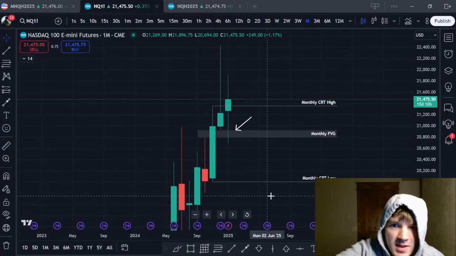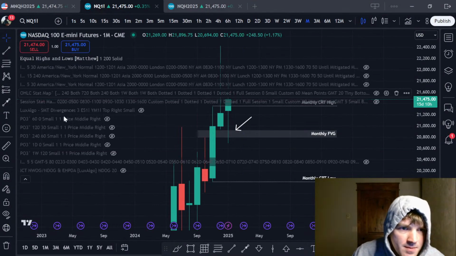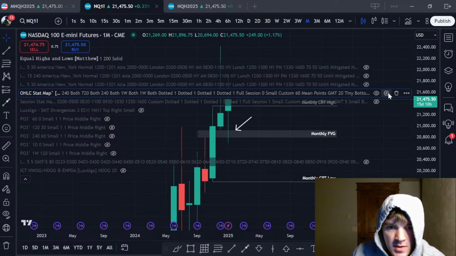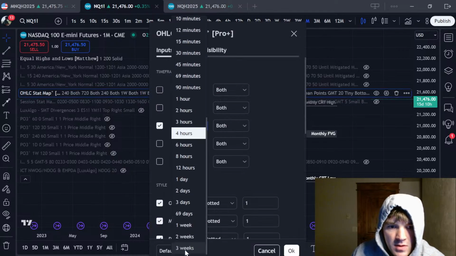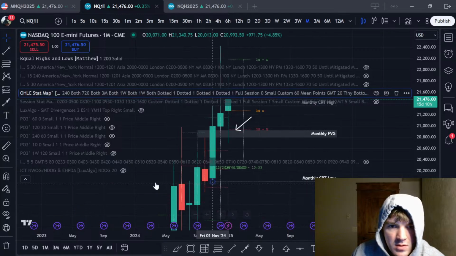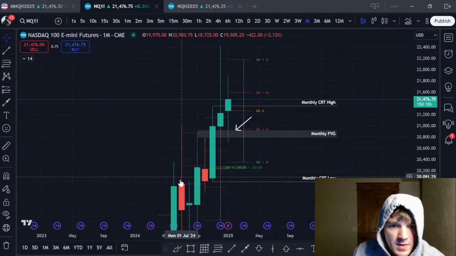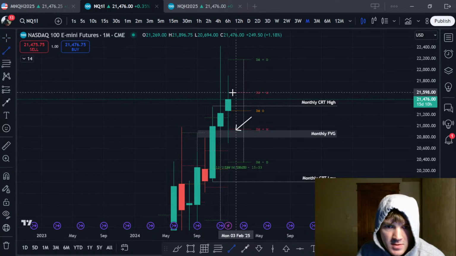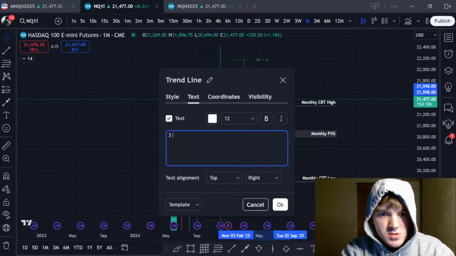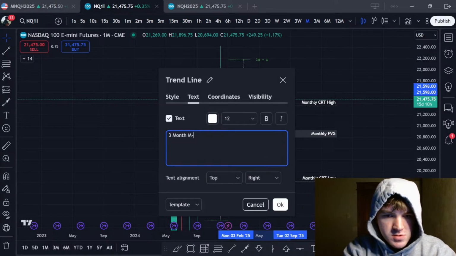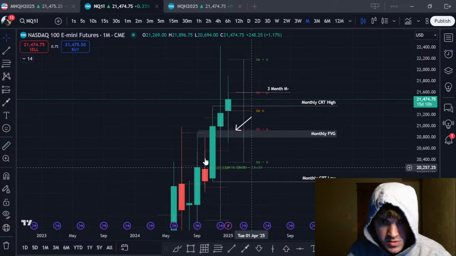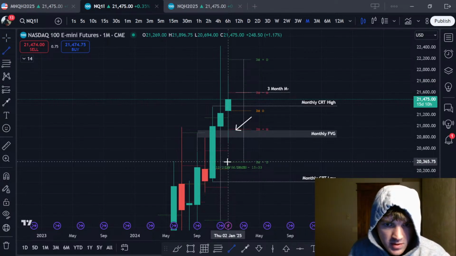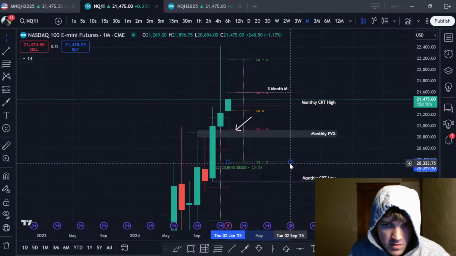And I think this is also Stat Map. Let's look at Stat Map real quick. Once again, here's that 3-month manipulation, and then here's the 3-month distribution. And 3-month distribution.